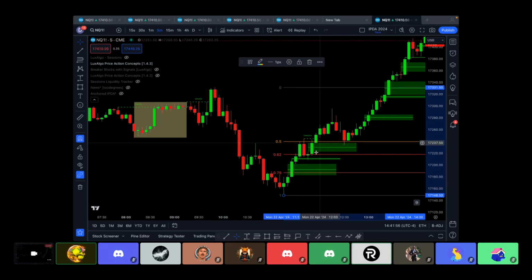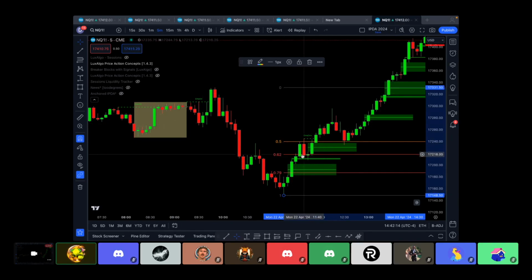This is the dealing range. This is discount. This is equilibrium. So this is premium. This is the equilibrium. This is the midline. Okay. How do I use the optimal trade entry? I see so many people talk about optimal trade entry, but I don't know where to define it. Do I put it from here to here? Do I put it from here to here? Or from here to there?